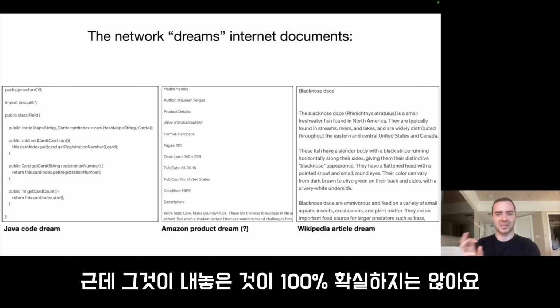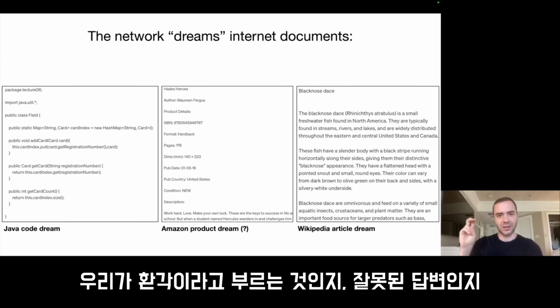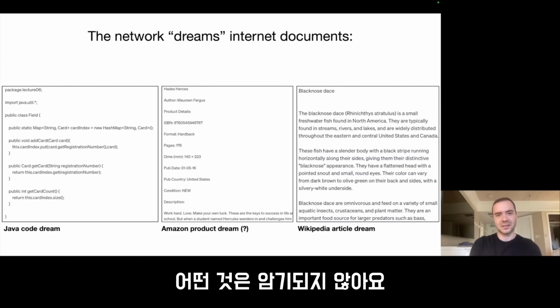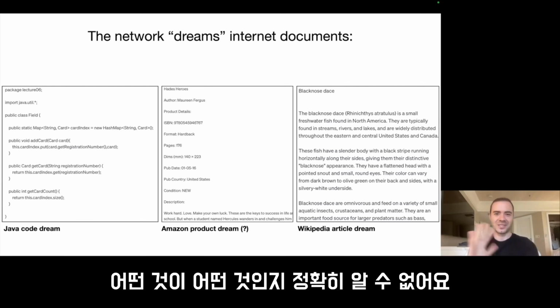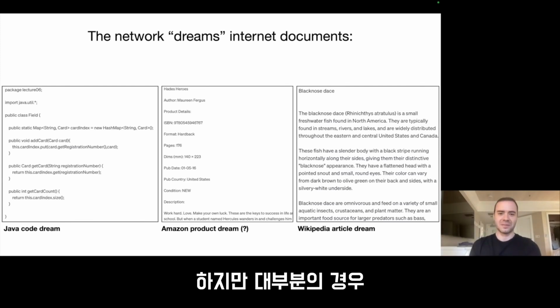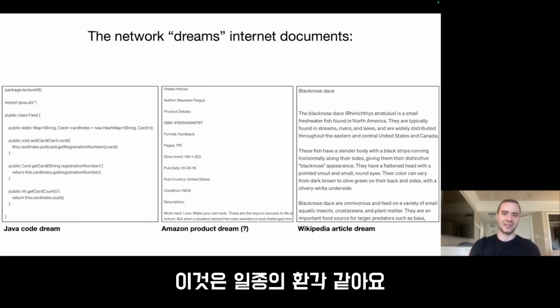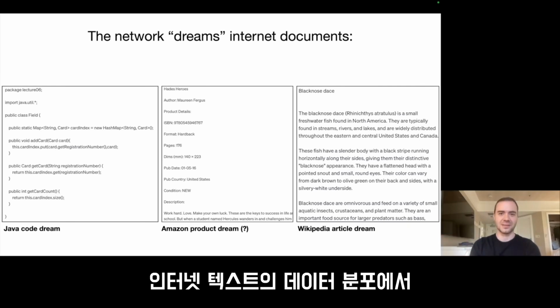And you're never 100% sure if what it comes up with is what we call a hallucination or an incorrect answer. Some of this stuff could be memorized and some of it is not memorized, and you don't exactly know which is which. But for the most part, this is just hallucinating, or dreaming, internet text from its data distribution.